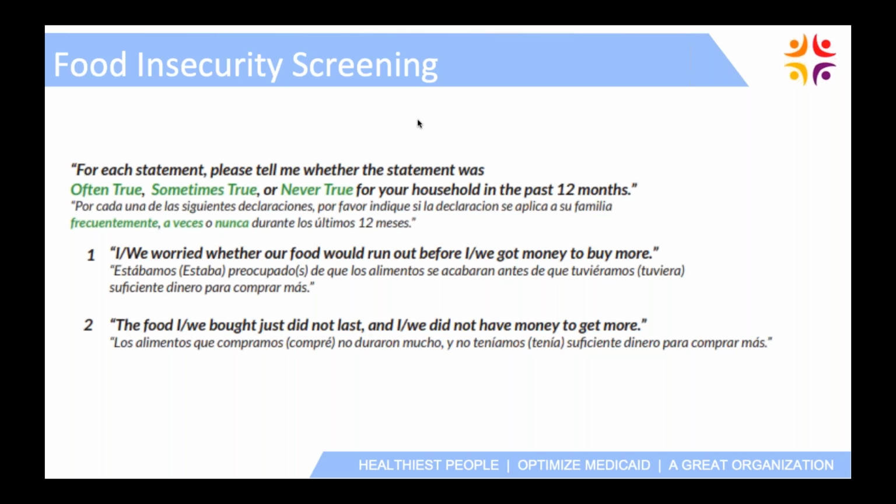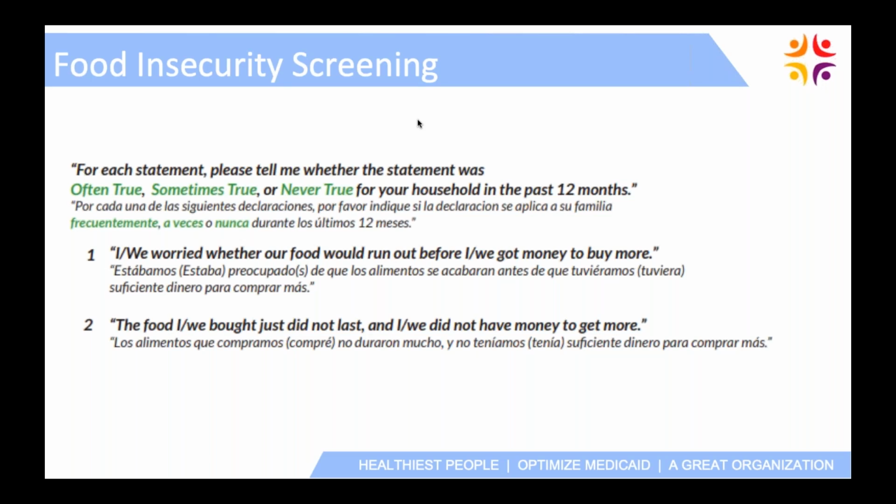I or we worried about whether our food would run out before I or we got money to buy more. These are tailored to be able to ask to an individual or a group, so you can use either pronoun. And the food that I bought just did not last, and I did not have enough money to get more. A response of often true or sometimes true to either of these questions would indicate that this person or household has food insecurity.